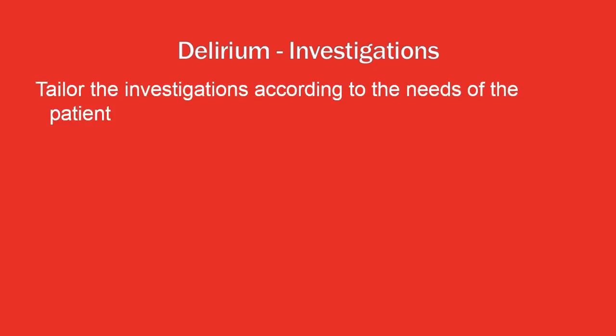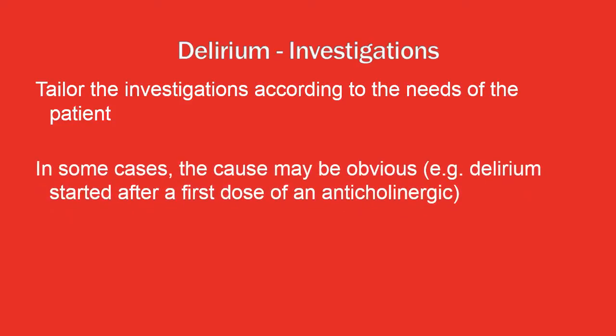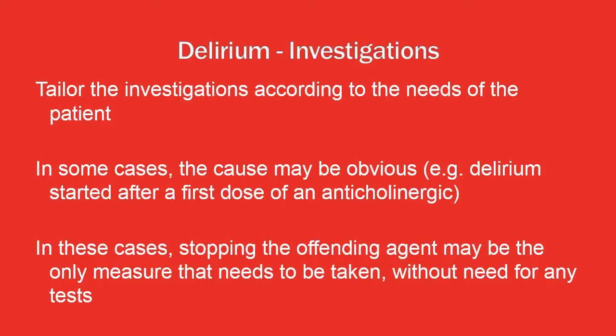So tailor the investigations according to the needs of the patient. In some cases, the cause may be immediately obvious. For example, the delirium started after a first dose of an anticholinergic. So in these cases, stopping the offending agent may be the only measure that needs to be taken without the need for any tests. So I have listed some of the investigations that may be required in a patient with delirium.